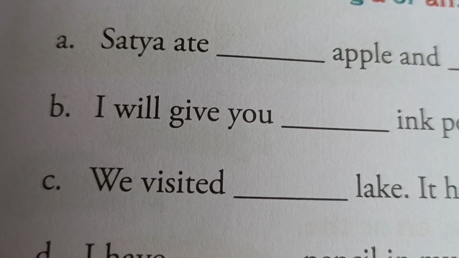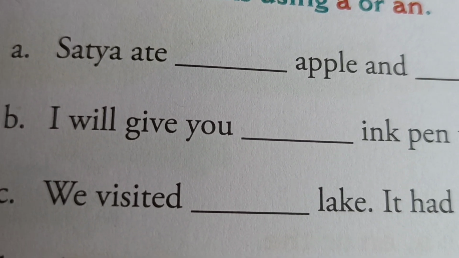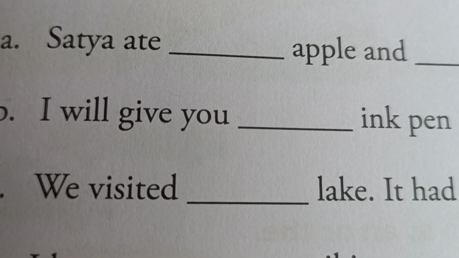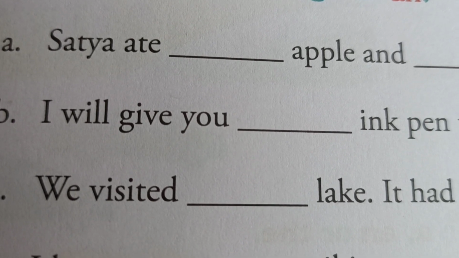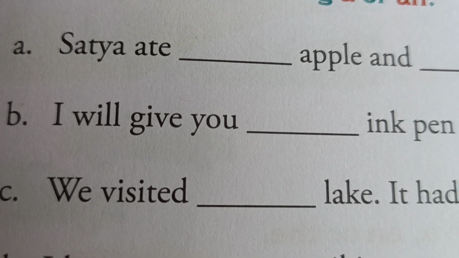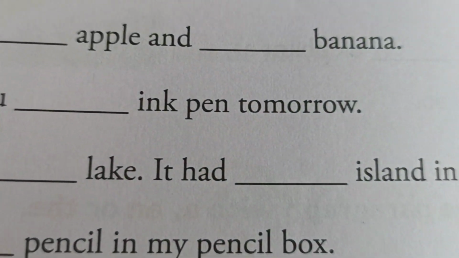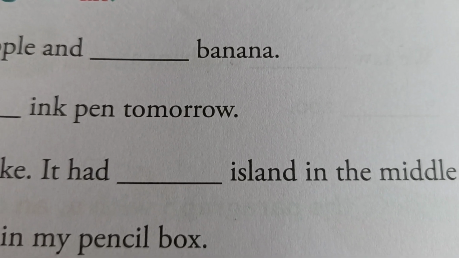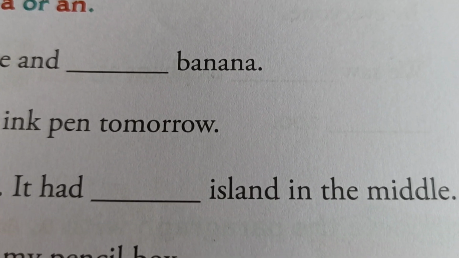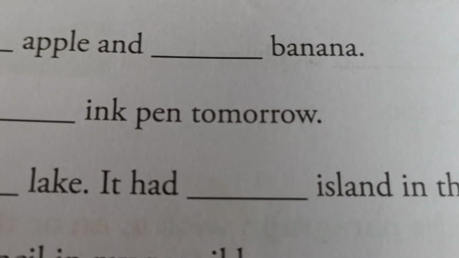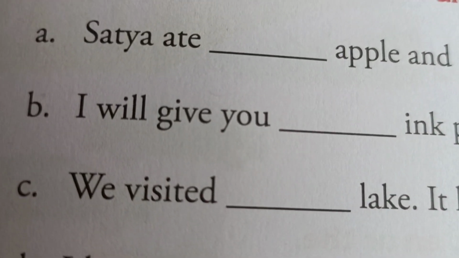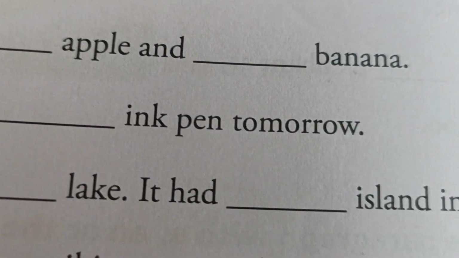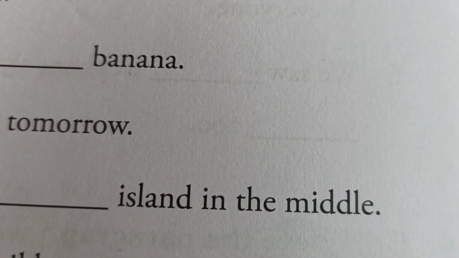Next, we visited dash dash lake, L consonant, so a lake. We visited a lake. It had dash dash island in the middle, I vowel sound, so right here an island. Then how do we write down this one sentence? We visited a lake. It had an island in the middle.